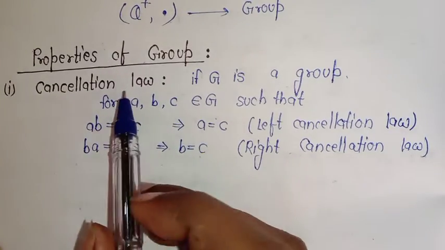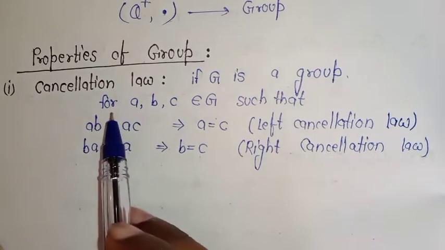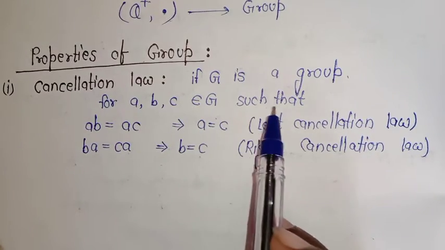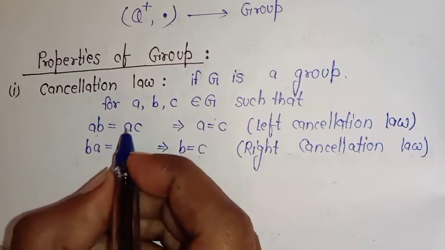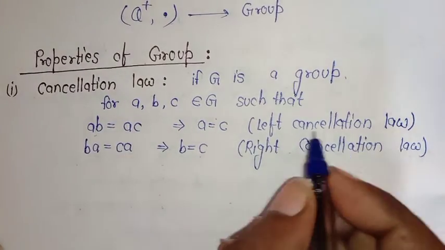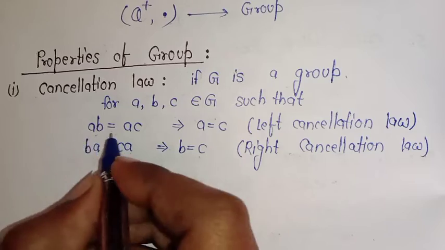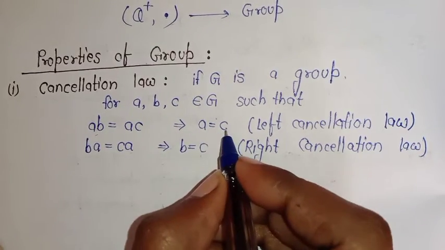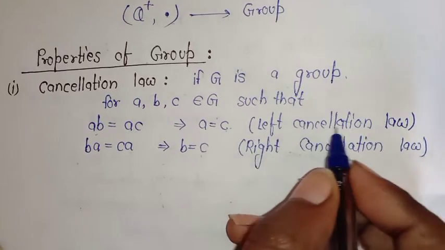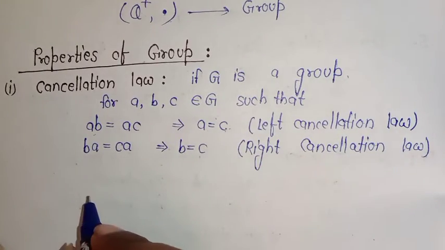This property states that if G is a group and a, b, c belong to G such that ab is equal to ac, then you can see a and a are same. By using left cancellation law, the elements on the left side will be cancelled and we get b is equal to c, and this property is known as left cancellation law.